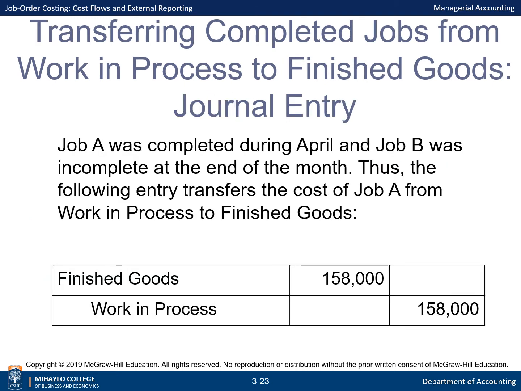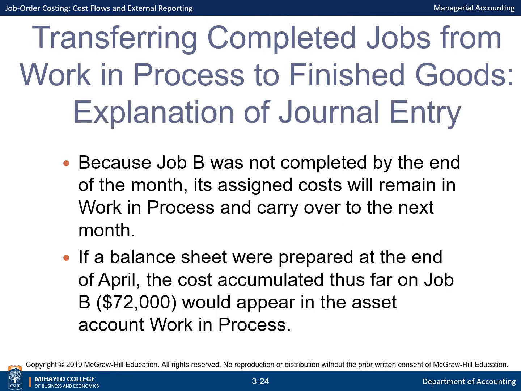During the month, Job A was completed. This is recorded with a debit to finished goods and a credit to work in process. Because Job B was not completed by the end of the month, its assigned costs will remain in work in process and carry over to the next month. If a balance sheet were prepared at the end of April, the cost accumulated thus far on Job B, $72,000, would appear in the asset account work in process.